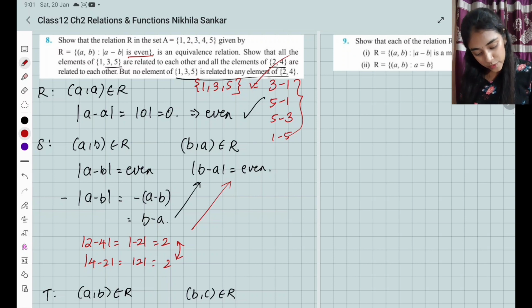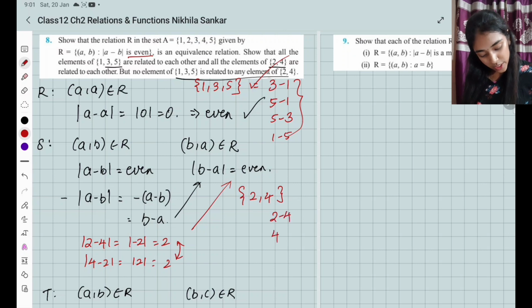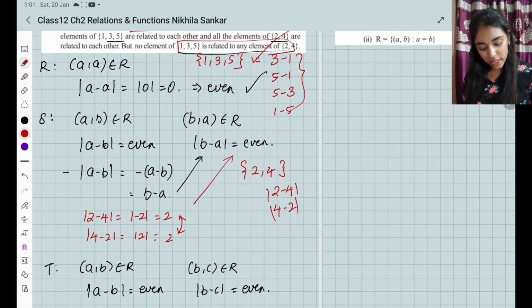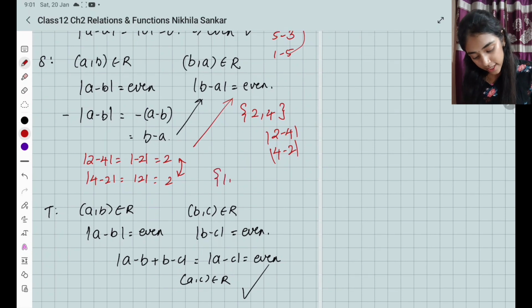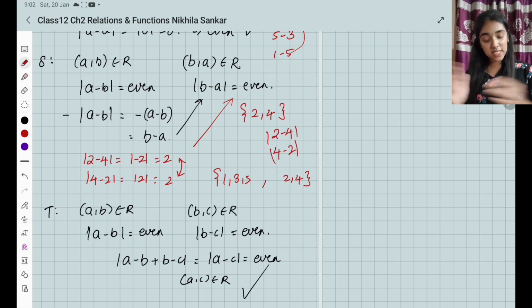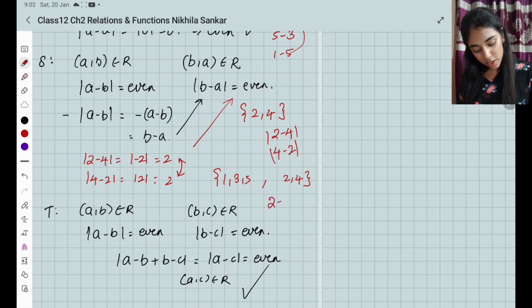Now 2, 4. When you take the elements 2, 4, 2 − 4 is also even, 4 − 2 is also even. Here there is an absolute value as well, so that is also going to be even. But when you take 1, 3, 5 and 2, 4 together, what happens? What is he saying? If you combine them into one single set and take two numbers, 2 − 1, what do you get? You get 1. So this is not even.